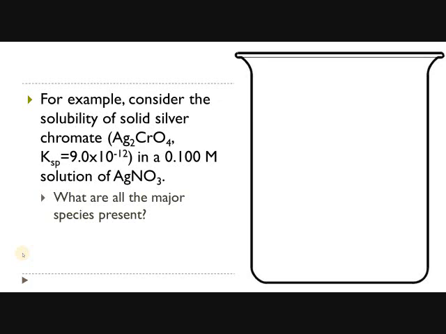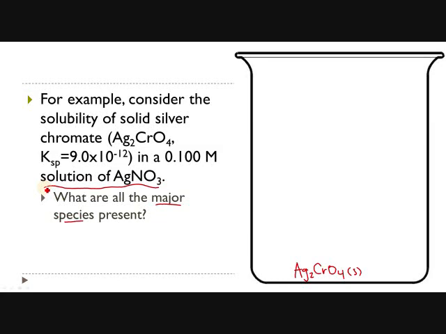A good way to think about it is to come up with the major species. So major species are just everything that could be involved in the beaker, okay? Well, we know that we have the silver chromate solid. That's a major species if we're trying to dissolve that, okay? And then what does a solution mean? Well, remember, if it's aqueous, that means it's dissolved in water.